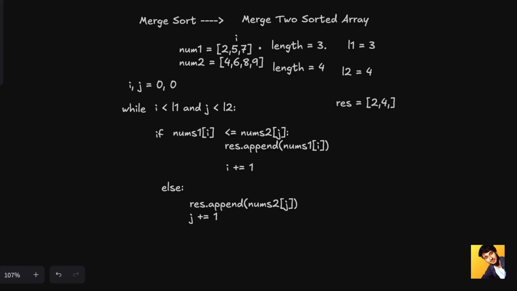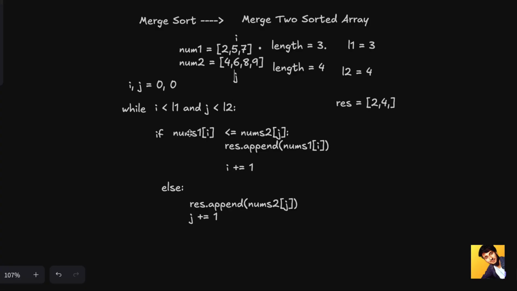Okay, j was still here. So then 4 came because of this condition. Okay, now j will increment, right? So j we are incrementing to here. So now I and j again it will compare.